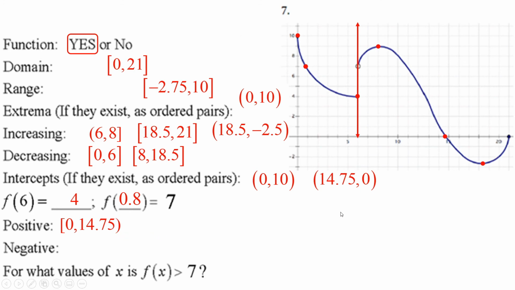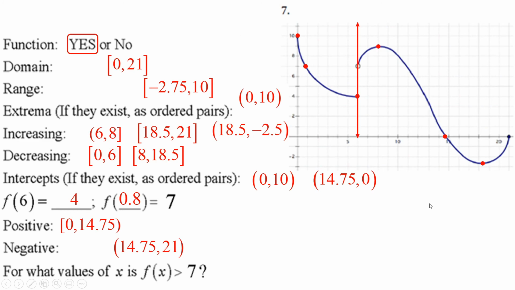And now when are we negative? In this interval right here. And we would have to be open dots on both sides. So that's parenthesis, parenthesis, and that's from 14.75 all the way to 21. But again, we're equal to 0 at those two endpoints, and that's why we had to go open, parenthesis, parenthesis.